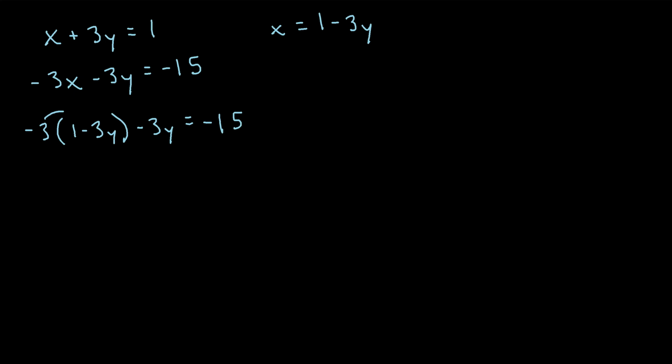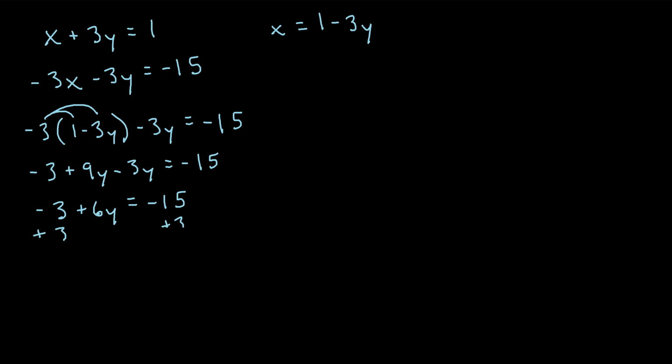So if we distribute this negative 3 into each of these terms, we get negative 3 times 1 is negative 3. Negative 3 times negative 3y, that's a positive 9y. And then we have minus 3y is equal to negative 15. So we can do 9y minus 3y, that's 6y. So we get negative 3 plus 6y is equal to negative 15. Now to get y all by itself, we can add a 3 to each side. So we get 6y is equal to negative 15 plus 3, that's negative 12.